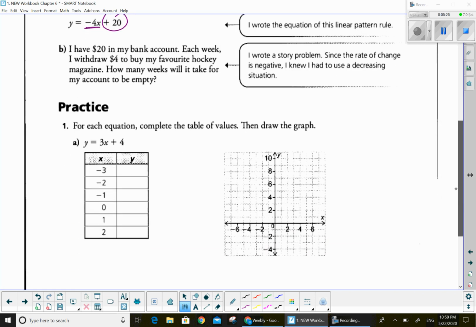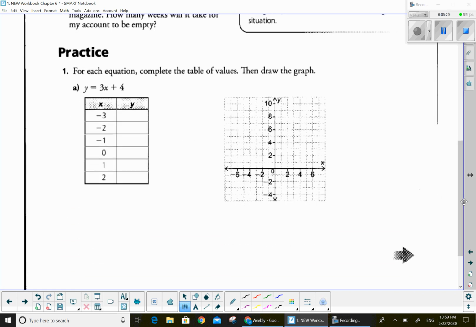All right, moving on to our practice question. For each equation, complete the table of values, then draw the graph. We are given an equation, y equals 3x plus 4. You should know right away that this is an increasing linear relation because the rate of change is positive, so it's going to be going up. And it's going to be crossing the y-axis at 4.